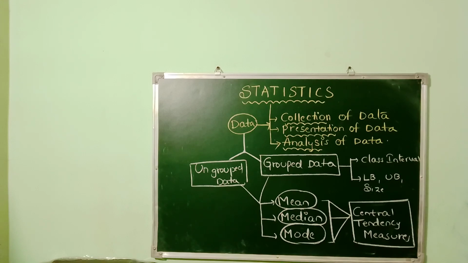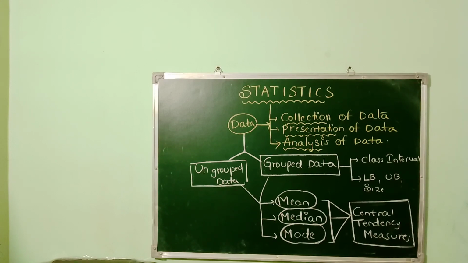So four steps are observed in grouped data. What are the four steps? In grouped data, we have to identify the class interval, and in that class interval, the second step is the lower boundary and upper boundary, and the difference between the upper and lower boundary is nothing but the size of the class. So the data which has these four basics, class interval, lower boundary, upper boundary, and size, is said to be grouped data. Otherwise, it is said to be ungrouped data.